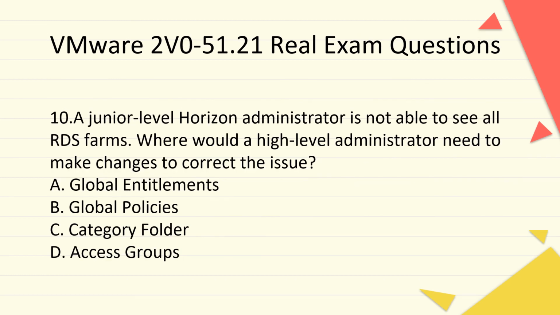10. A junior-level Horizon administrator is not able to see all RDS farms. Where would a high-level administrator need to make changes to correct the issue? A. Global Entitlements. B. Global Policies. C. Category Folder. D. Access Groups.